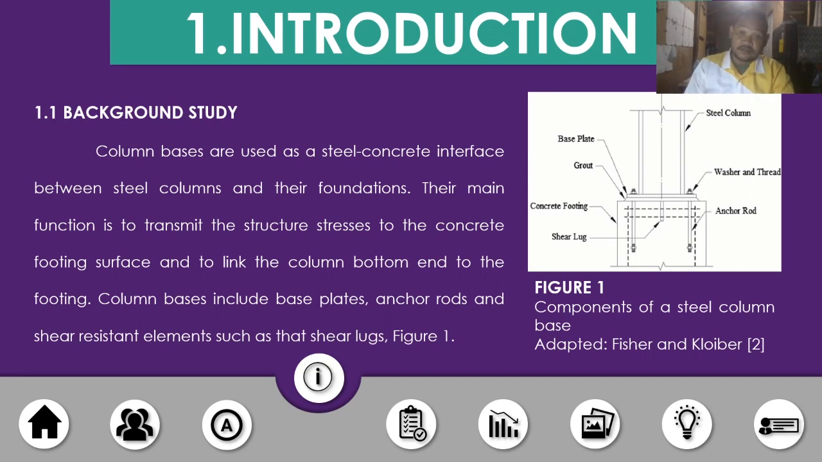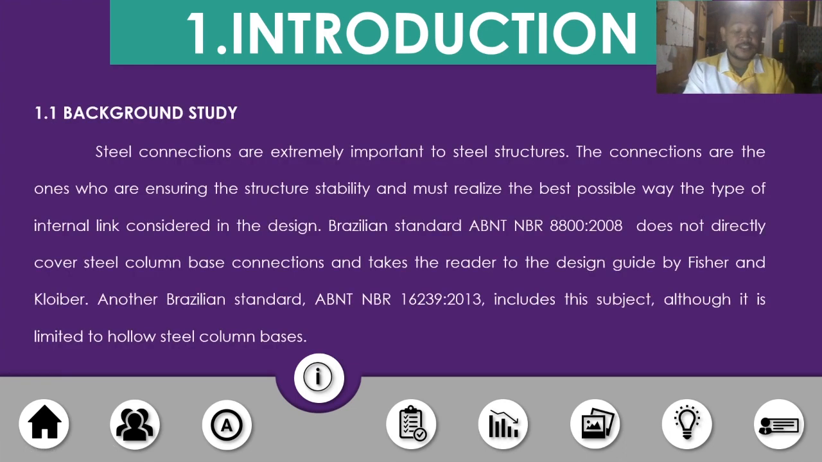As you can see in illustration Figure 1, there is a base plate, grout, concrete footing, shear lug in the center, steel column, washer and thread, anchor rod. So in Figure 1, components of steel column base adapted by Fisher and Kloiber. So, steel connections are extremely important to steel structures. The connections are the ones ensuring the structure's stability and must realize in the best possible way the type of internal link considered in the design.